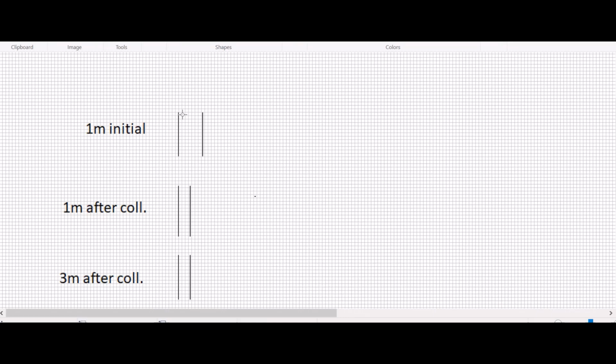And now we can calculate the distances. So here we have 1, 2, 3, 4, 5, 6, 7, 7 point something, 7.3 maybe, let's say 7.3. And here we have 1, 2, 3, well, 3.5 or 3.6. Let's say 3.6.